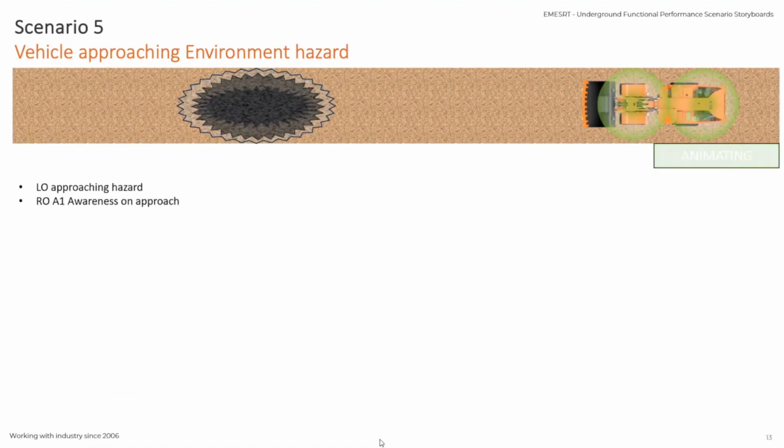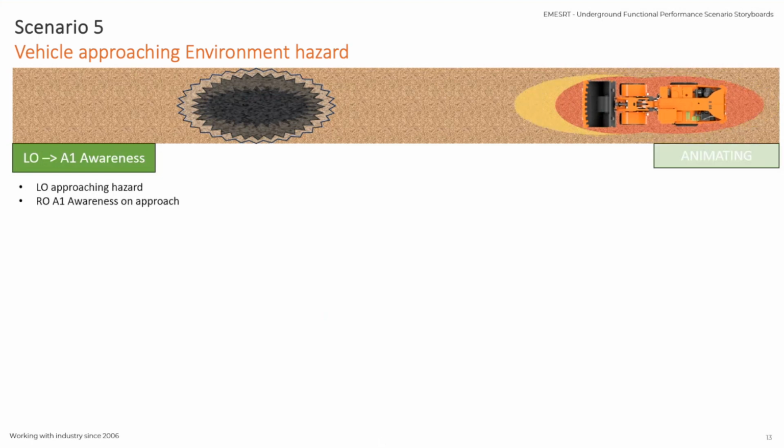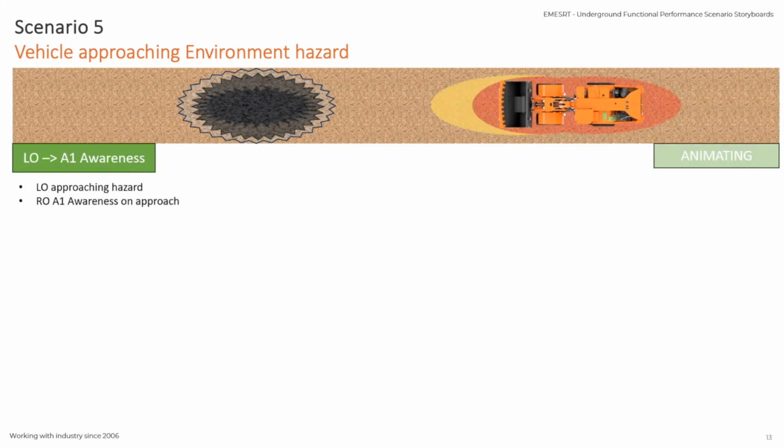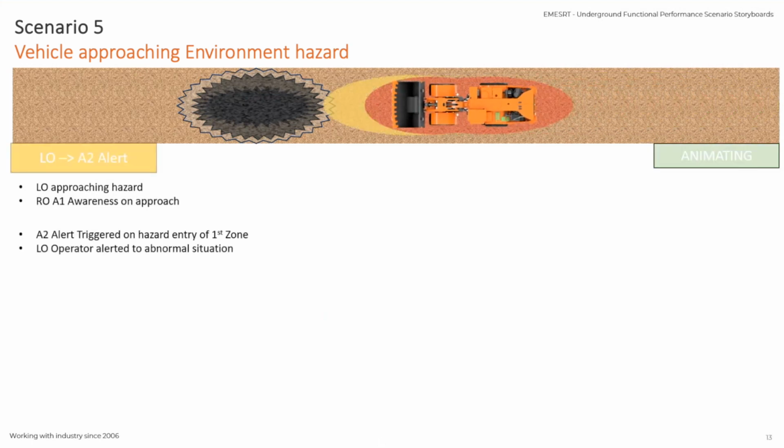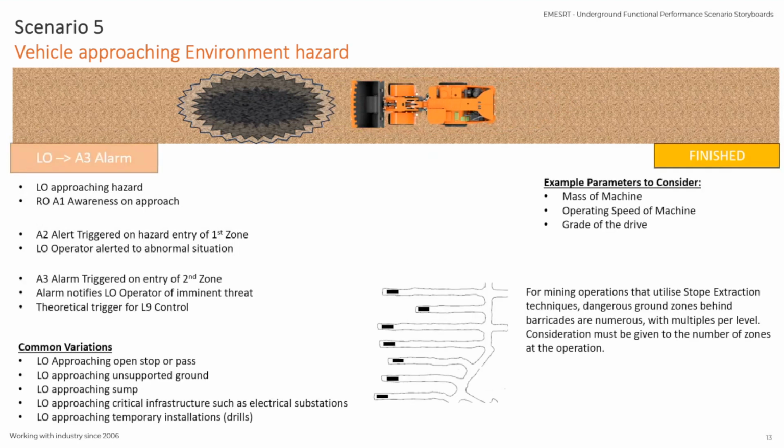So hazards, we've captured quite a lot of different things in hazards. So we'll go with the void as the example. We've got a vehicle approaching a void here. If they get too close to that void, we get our A2. And if they continue to drive forward, they get our A3.